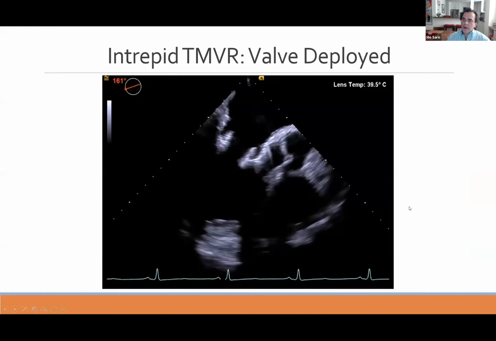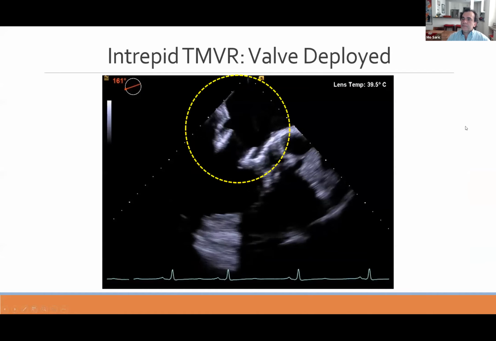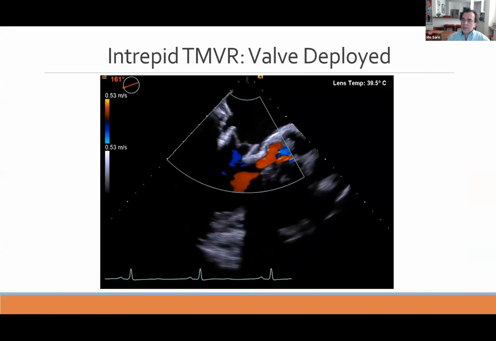So it's a fully functioning mitral valve, completely resolving the prior severe degenerative mitral regurgitation. That's the outer ring, that's the inner ring, and now you see there is no paravalvular regurgitation. There is a trace of transvalvular regurgitation, telling us this is an excellent success.